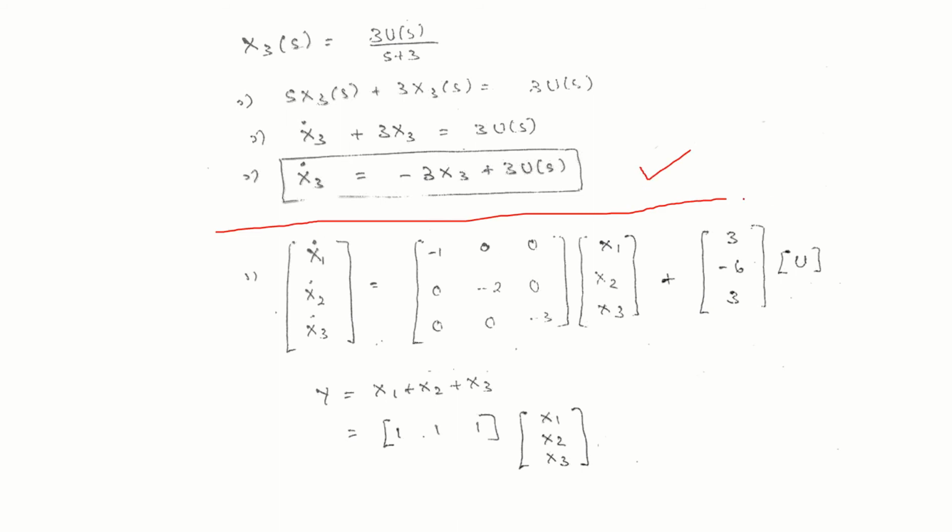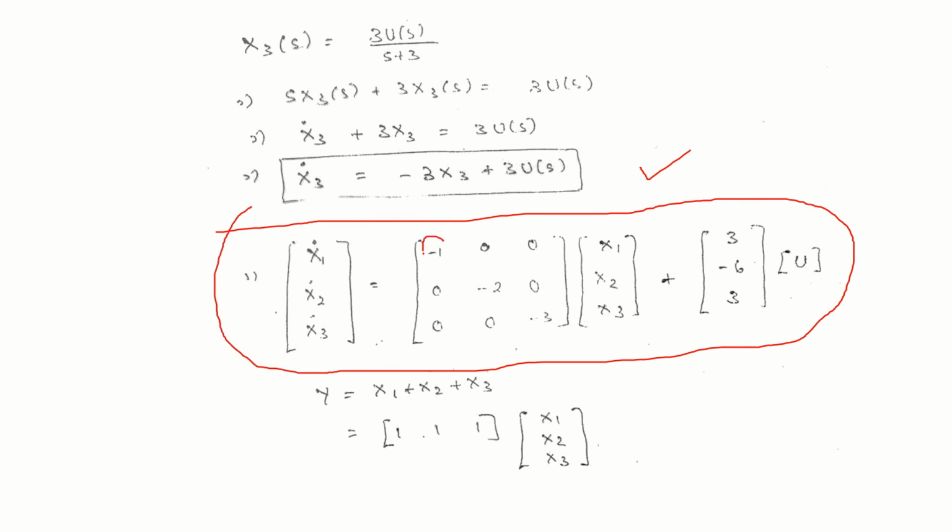Then write the state model. Observe in the state model, only diagonal elements are present. All other elements are 0. This we call it as canonical state model. So y is equal to x1 plus x2 plus x3, that is C transpose x. If I write, I'll get this one. Okay, right, sir. Good.